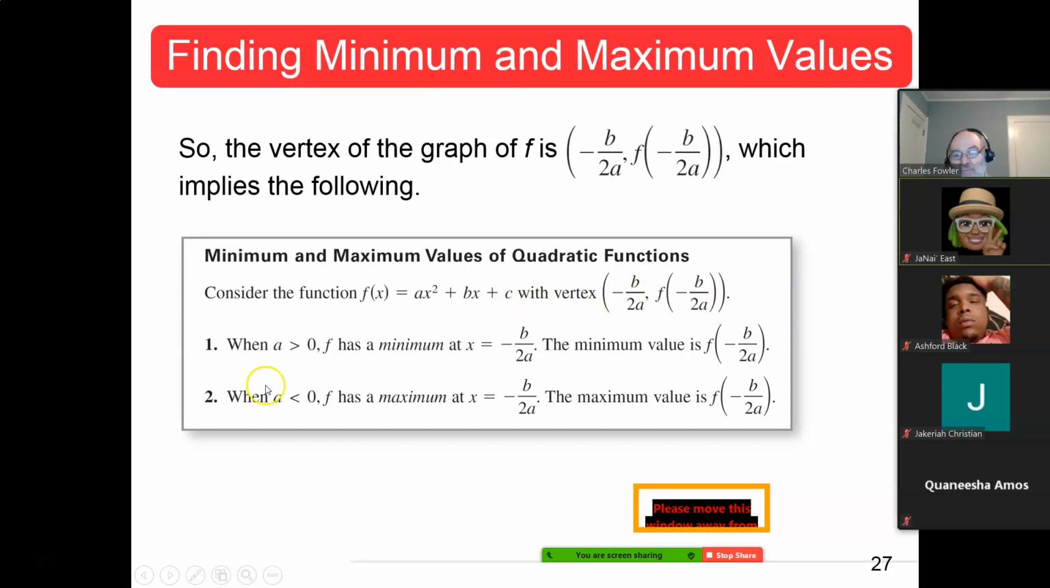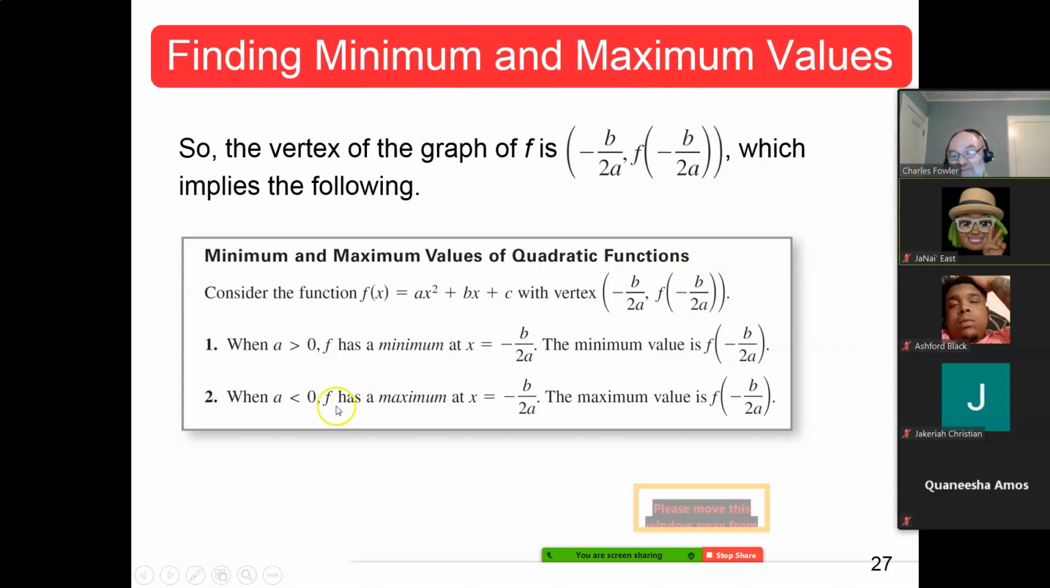Now, when the a is positive, that's a minimum because your parabola is opening upward. And the minimum value is that f of minus b over 2a.